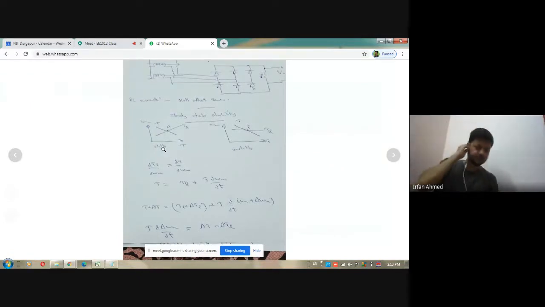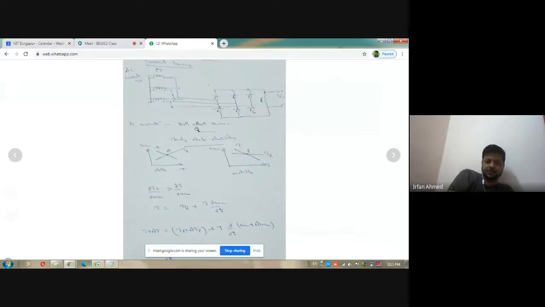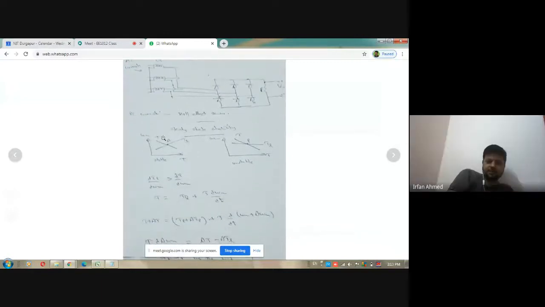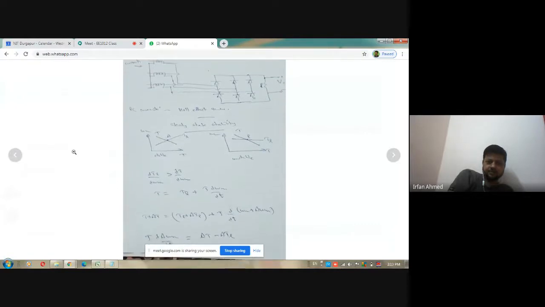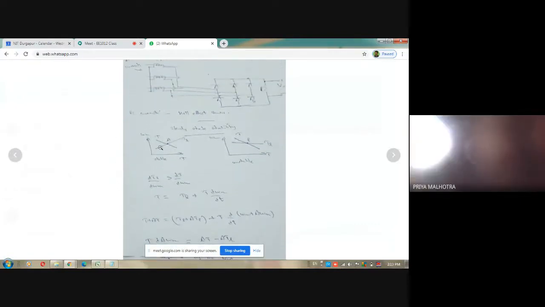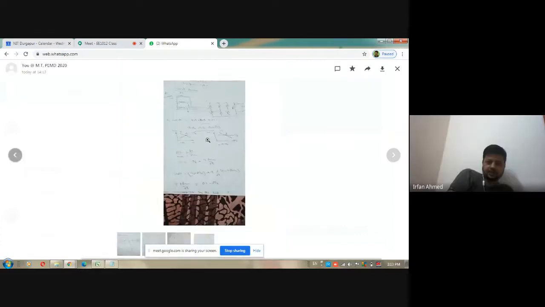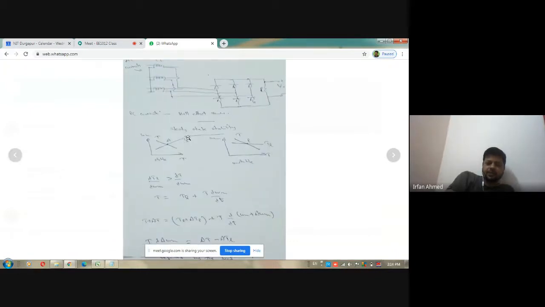As I was saying, to determine the stability, you need both the motor speed torque characteristic as well as the load speed torque characteristic. In the first diagram, this one is the motor speed torque characteristic, and this one is the load speed torque characteristic. And the point at which these two speed torque characteristics meet is called an equilibrium point. So in this case, the equilibrium point is at capital A.